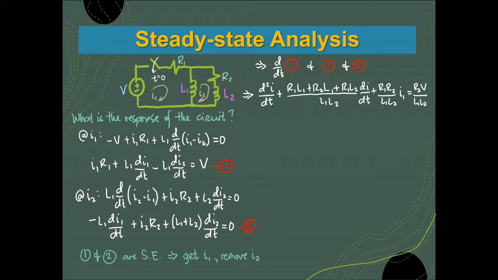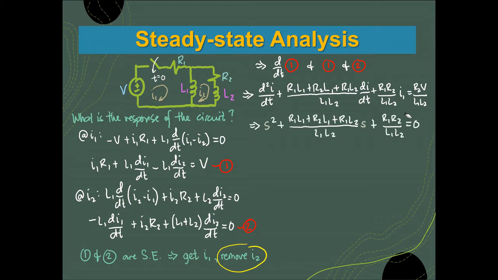I will not go into detail, but you can do this, removing I2. To remove I2, you need these three equations. Then you are left with I1 as your equation. What can you observe from the equation? You have the second derivative, d squared I, and you have constants here.